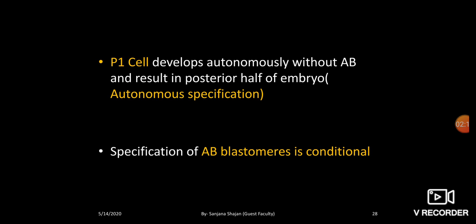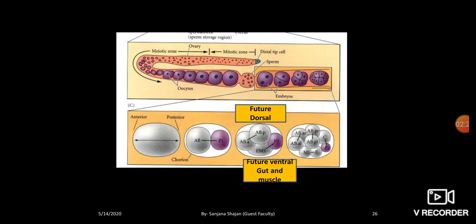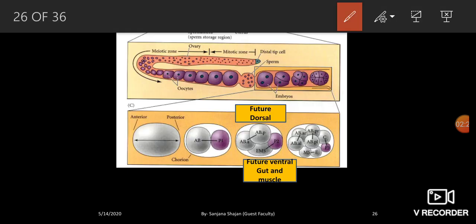So what this means is that here you can see you have two cells, the AB cell as well as the P1 cell. Experimentally you remove this AB cell from the P1 cell, and then you allow the P1 cell to grow. It was seen that the P1 cell still develops autonomously without the presence of the AB cell, and it will result in the posterior half of the embryo. This type of specification is referred to as autonomous specification.